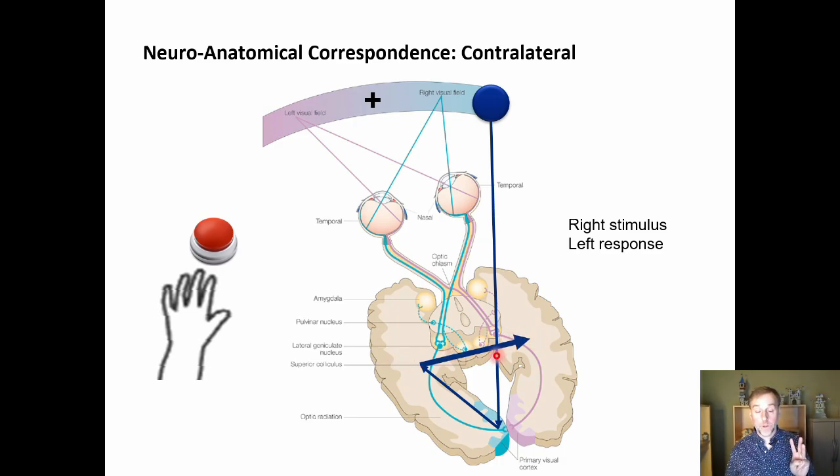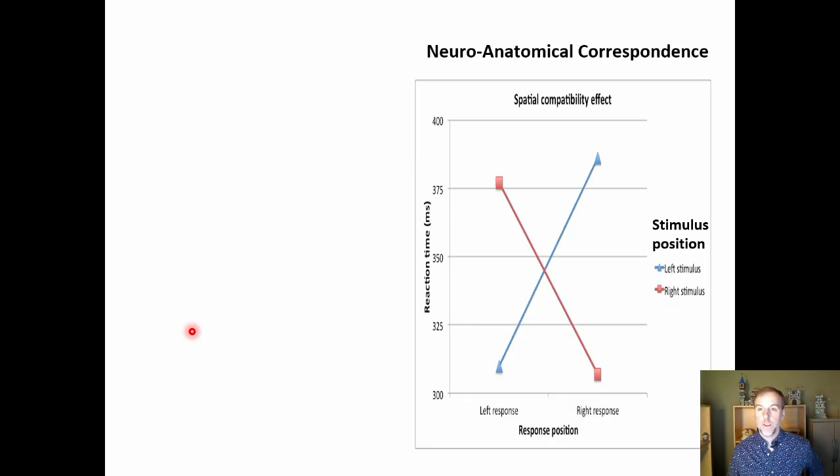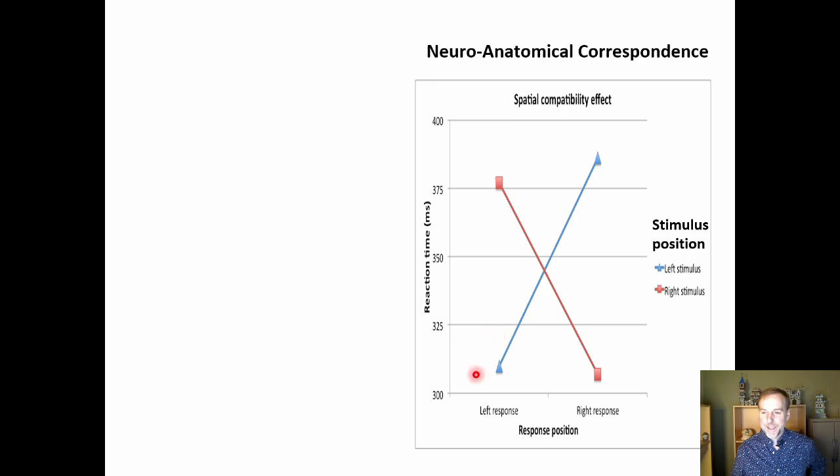We'll see the corpus callosum later in the course. And then, now that we're in the right hemisphere, we can send that information out, or send that motor command down to the left hand. So we've got 4 steps. We've added a step, so we should expect a longer reaction time. So if we think about neuroanatomical correspondence, it predicts that we should be faster when in ipsilateral conditions, there's only 3 steps, and slower in contralateral conditions.